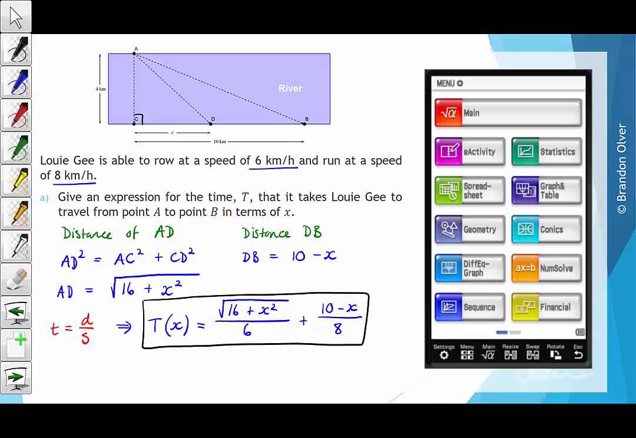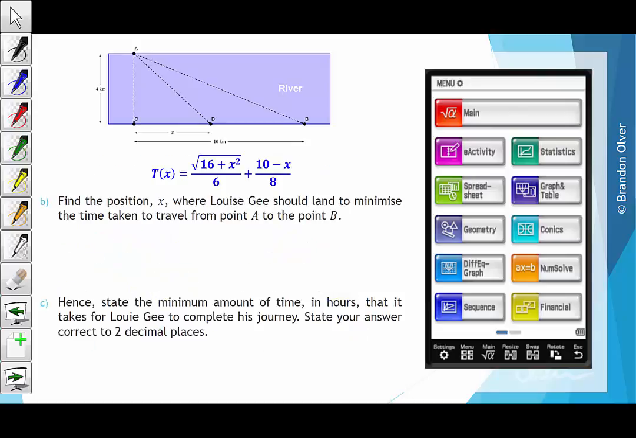at the position x. For part B, we want to find the position x where Luigi should land to minimise the time taken to travel from the point A to the point B. So we know that to find the minimum, we look for a stationary point on a curve. So we're going to set the derivative t dashed of x equal to 0, and we can use our calculator to quickly solve this. On the CAS calculator, go into the main menu.